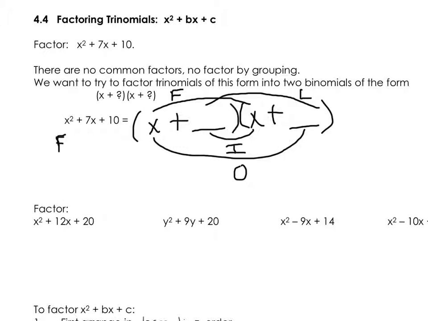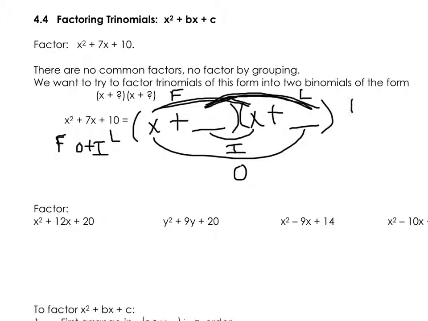will be obtained by multiplying the first two terms together to get x squared. The way we have it set up is good for that because x times x gives us x squared. The 7x will be outside plus inside. We'll think about that in a minute. The last two terms together will give us 10. So when we multiply this term by this term, we will get 10.